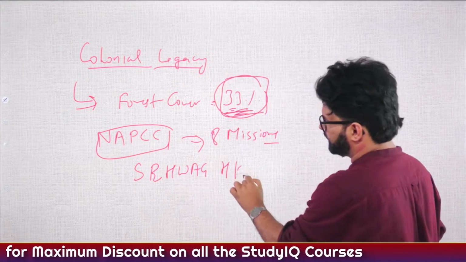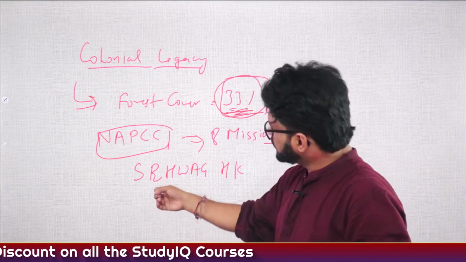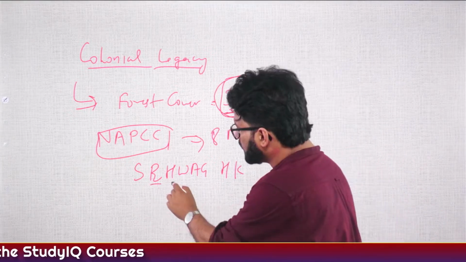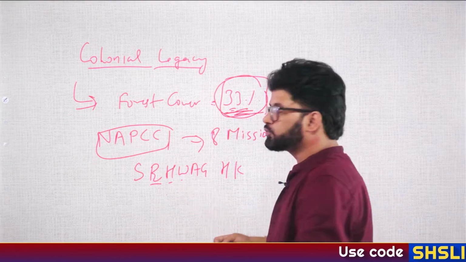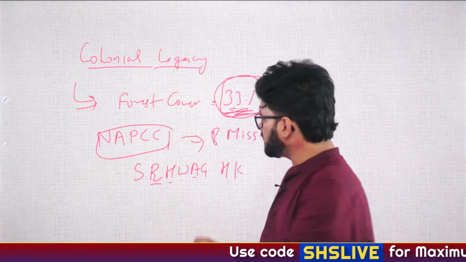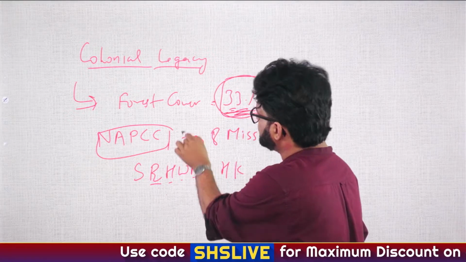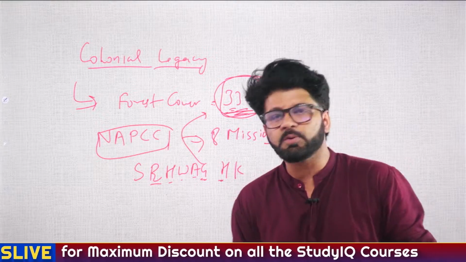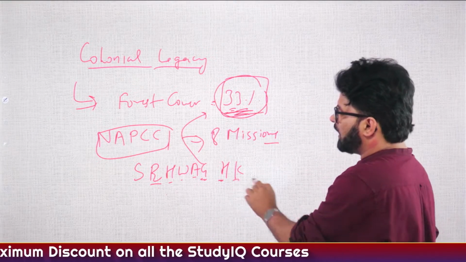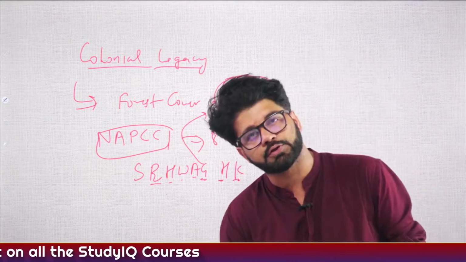Sehwag HK. S is Solar Mission, E is National Mission for Enhanced Energy Efficiency. H is National Mission for Sustainable Habitat. W is Water Mission. A is Agriculture Mission. G is Green India Mission, which caters to this 33% forest cover. H is National Mission for Sustaining Himalayan Ecosystem, and K is National Mission for Strategic Knowledge on Climate Change.